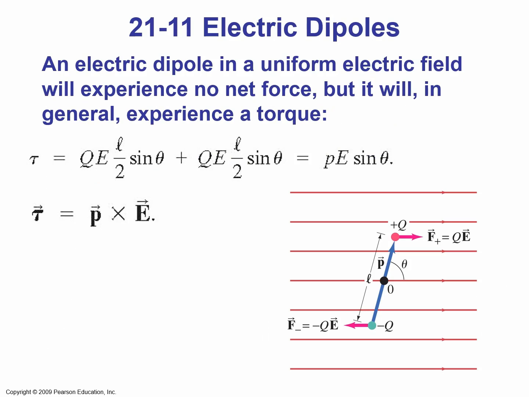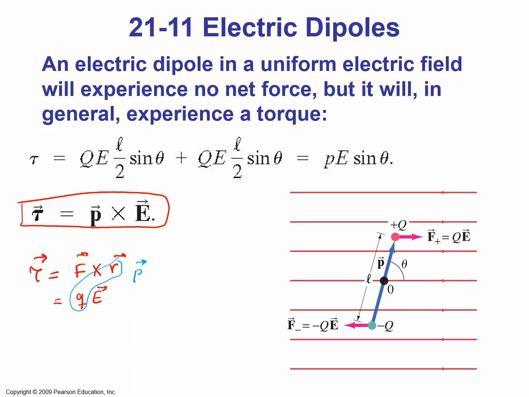An electric dipole in a uniform electric field will experience no net force, but it will, in general, experience a torque. A torque tau is equal to force multiplied by r, the distance from the point where the force is being applied. And we know force is written as Q times electric field. And we know from the previous slide, we defined Q times L as the dipole moment. So Q times r is defined as P, the dipole moment. So we will have the torque tau equal to the dipole moment P multiplied by the electric field E.